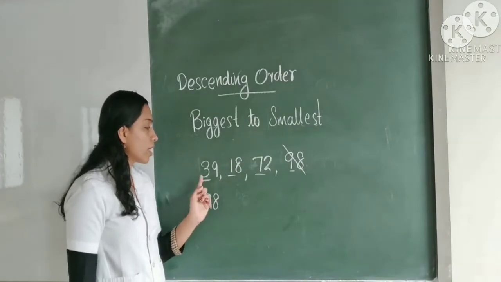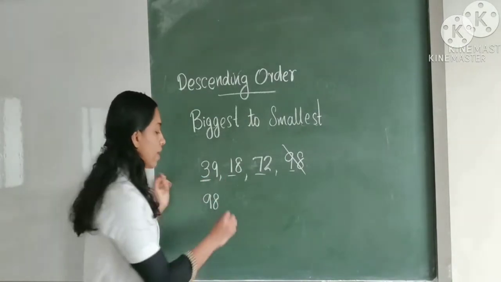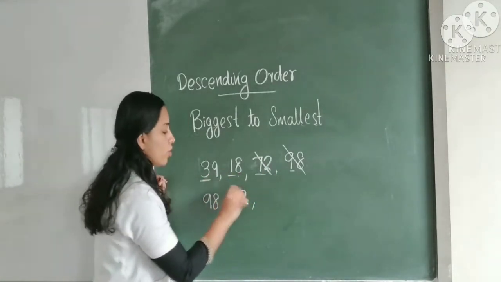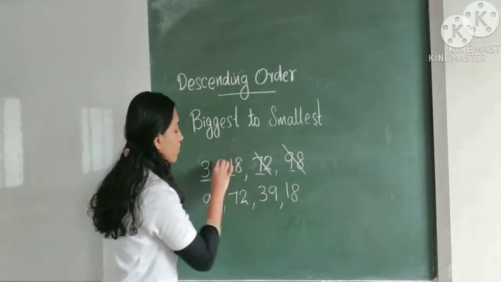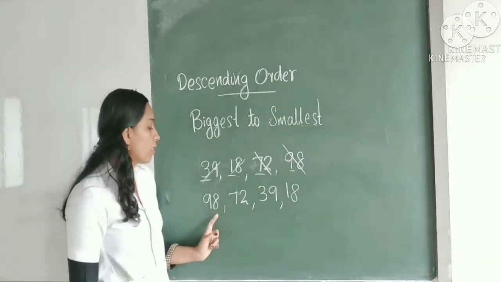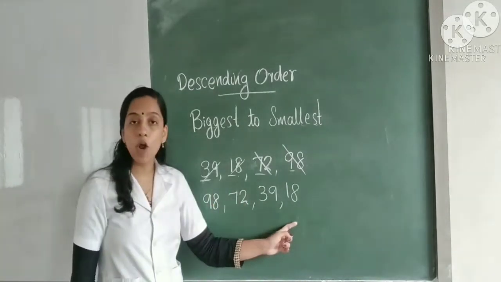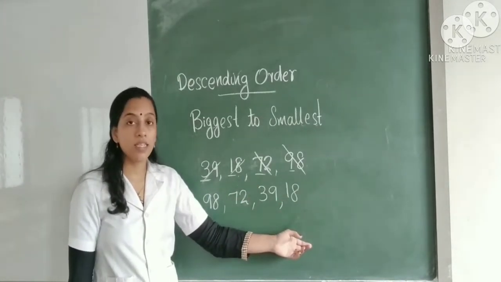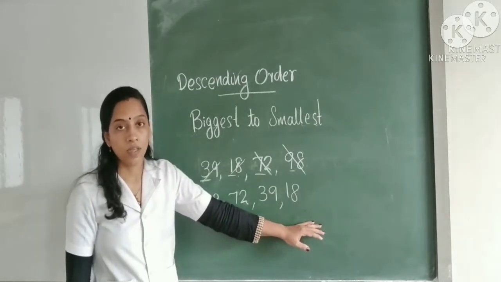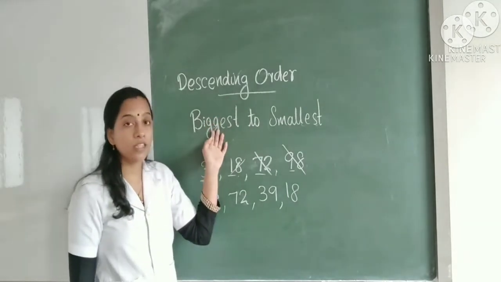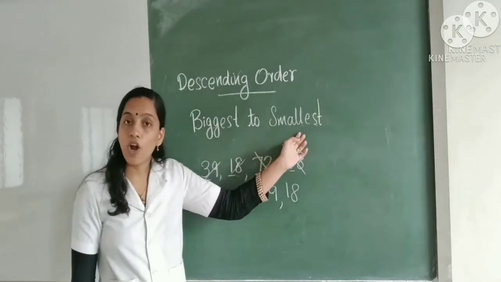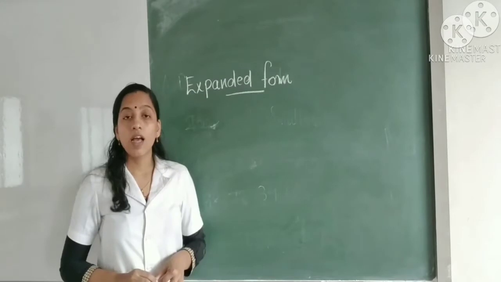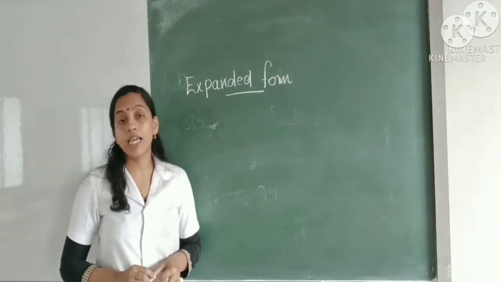Then 39, 18, 72. Again the tens digits are 3, 1, 7. Which one is the biggest? Yes, 7. So let us write 72. Close the number. Then 39 or 18. Which is the bigger number? We know 39. Then last 18. Okay. So here we arrange the numbers from biggest to smallest. See children, in this way we can arrange numbers in descending order, that is, in decreasing order. Remember, in descending order, we will arrange the numbers from biggest to smallest. Ascending order, we will arrange the numbers from smallest to biggest. Is it clear? I hope you have understood how to arrange numbers in ascending and descending order.